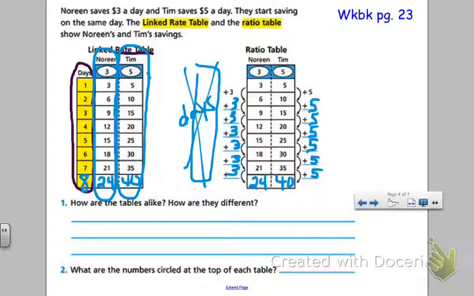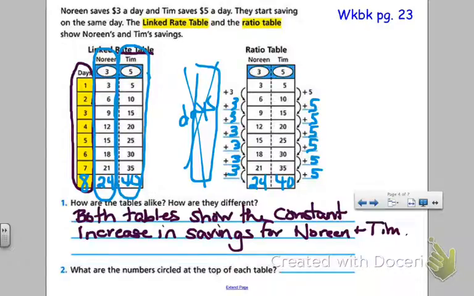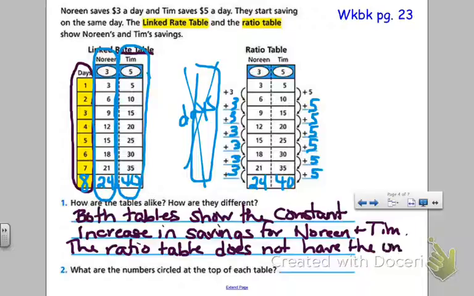So, how are the tables alike? How are they different? Well, both tables show the constant increase in savings for Noreen and Tim, but the ratio table does not have the unit column like the linked rate table does. So that would be the difference between them. A ratio table does not have that extra unit column.